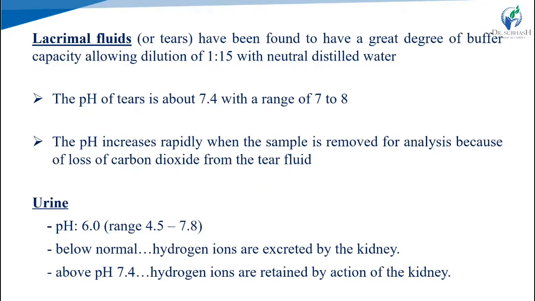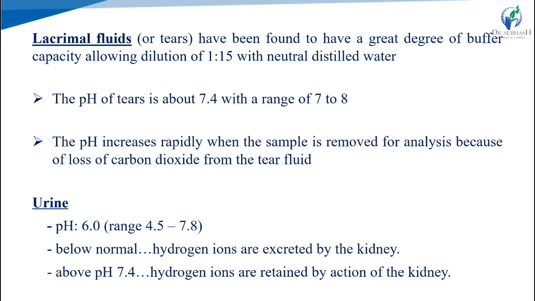The example there is blood. Second, the lacrimal fluid. The pH of tears or lacrimal fluid is also similar, around 7.4. They have been found to have a great degree of buffer capacity, allowing dilution of 1 in 15 with neutral distilled water, so its pH range is only slightly changed. The pH increases rapidly when a sample is removed for analysis because of loss of carbon dioxide from the tear fluid.